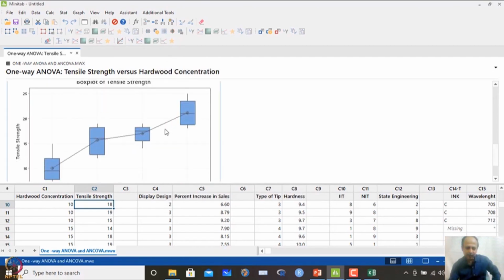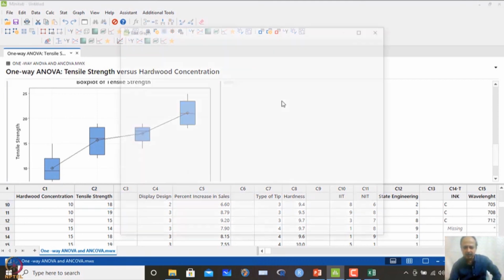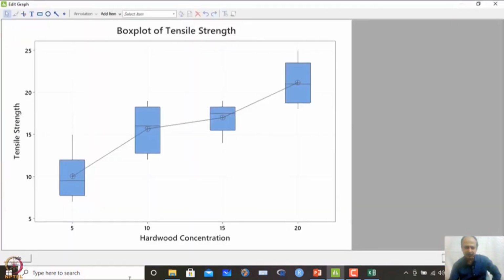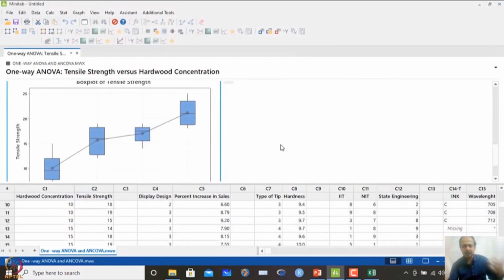The plot is shown over here, you can see the box plot also shown over here. This indicates how the values are changing as hardwood concentration is increasing. What you see is that 10 and 15% are more or less having overlapping distributions, and there is a slope when I compare 5 with 10 and 15, and 20 is also having a high slope as compared to 10 and 15. 5 is the lowest one and 20 is the highest one. The box plot will give you that indication over here.